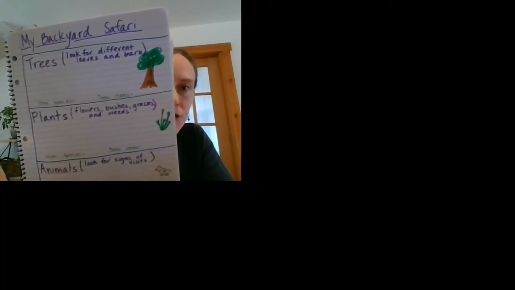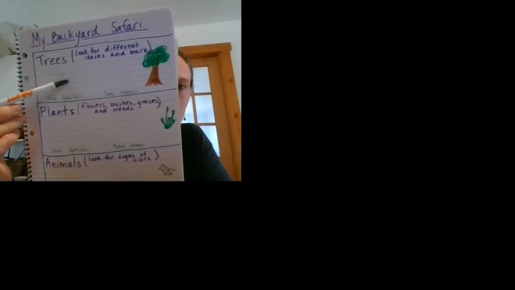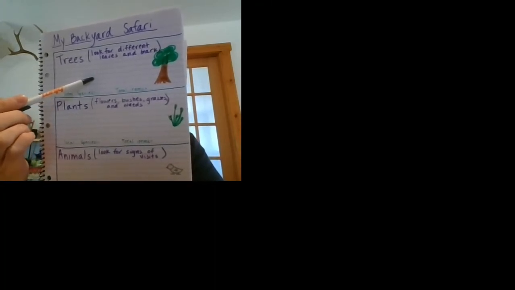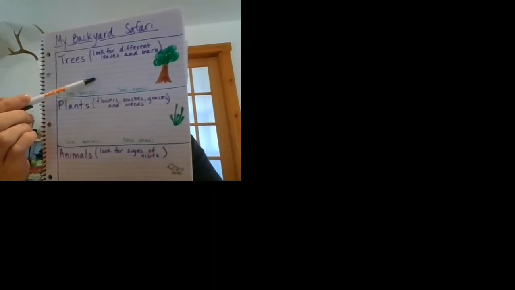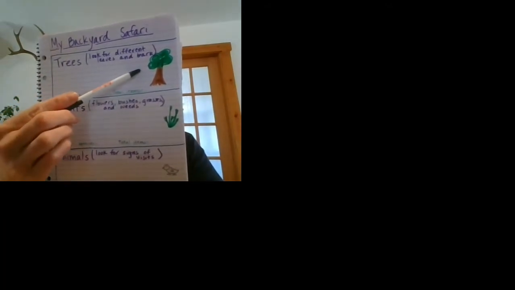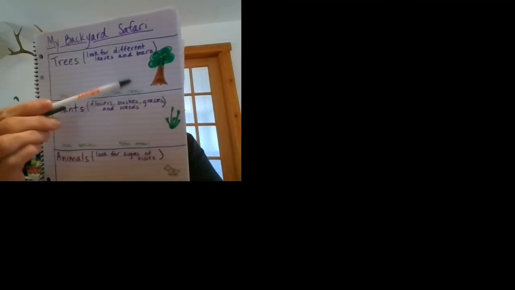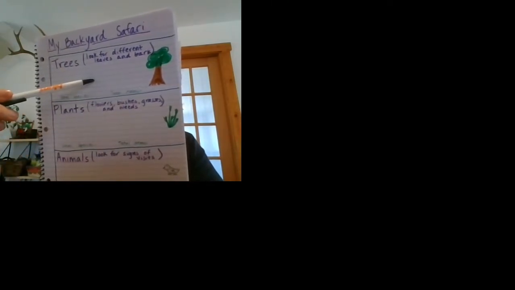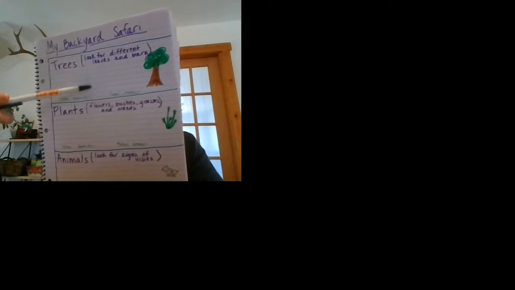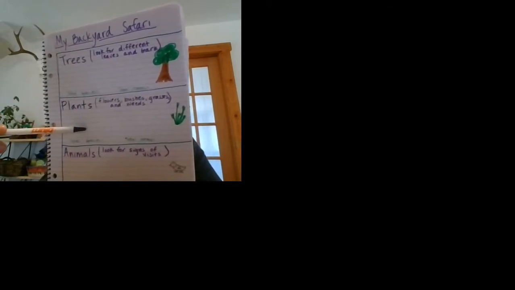I'm going to look for trees, and I'm going to see how many different kinds of trees I have. So I'll look at the leaves, I'll look at the bark to tell me the different types of trees. I put a picture of a tree here to remind myself. In this section, I'm going to count the trees. So I'll count how many different types of trees there are and how many of each kind of tree there is.